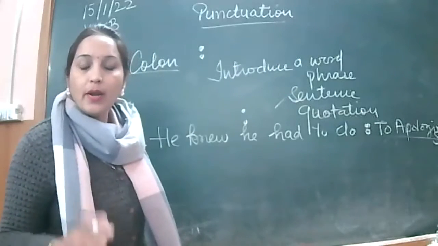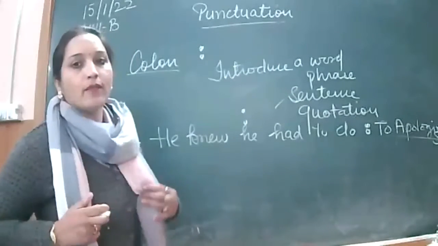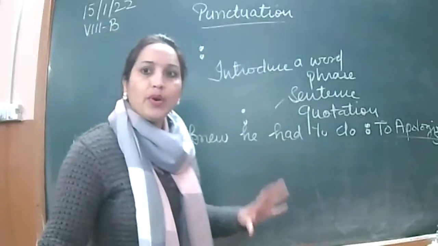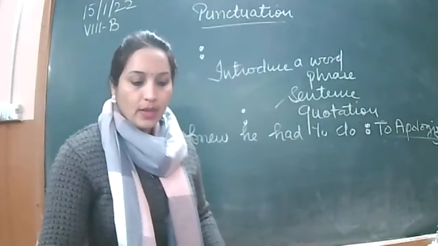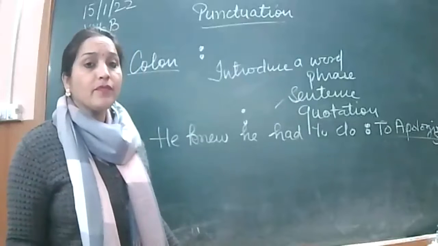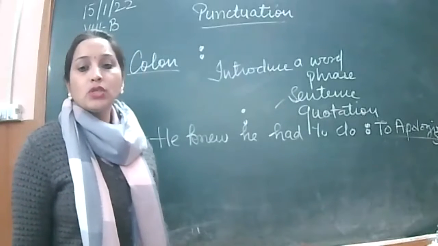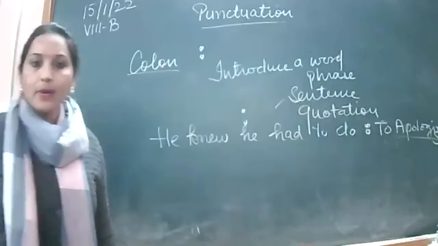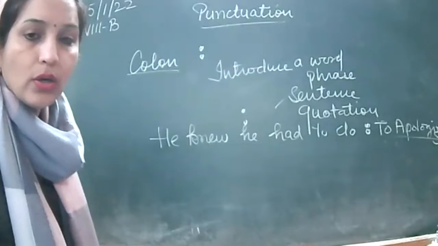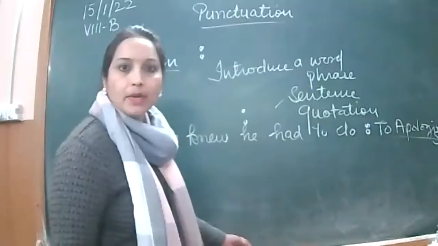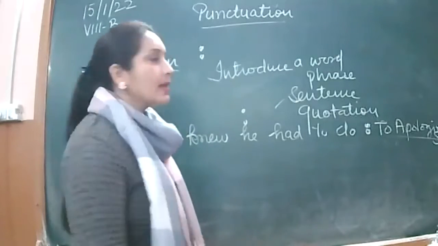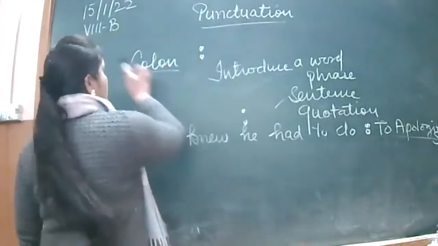Okay, so do it slowly. Don't run after your syllabus. Whatever you do, do it very carefully. Understand it thoroughly, and then think, if such kinds of punctuation are asked, will you be able to do it or not? So you think about this. Okay, but beta, after that, next we have the apostrophe.